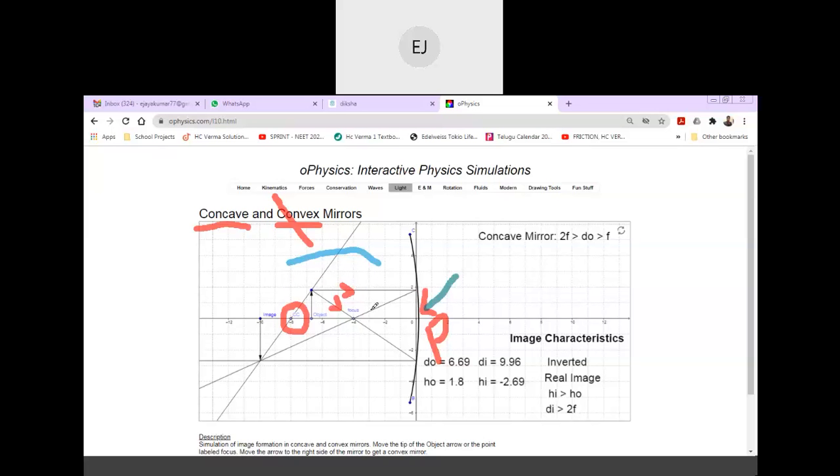Wait. So on the inner surface, when you are sending the rays which are parallel to the principal axis, they hit the mirror and they meet at a point called focus.